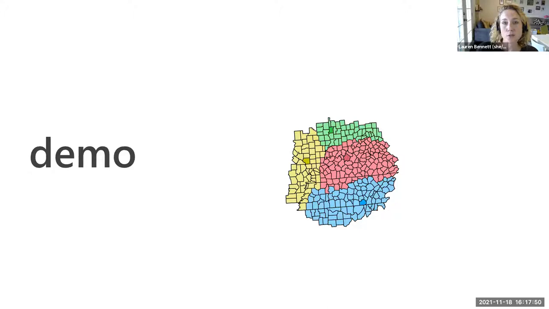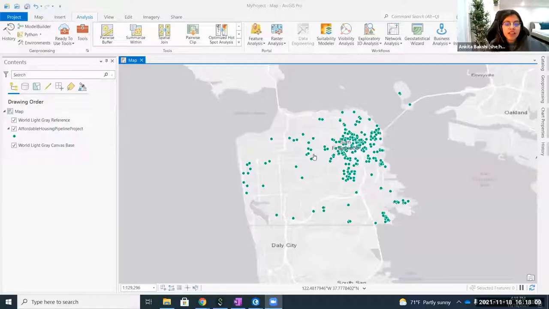And so to finish it off, Ankita is going to show us Build Balance Zones really quickly. Famous last words. Quickly. Yeah. Okay. Let me try this again. Can you see my screen?